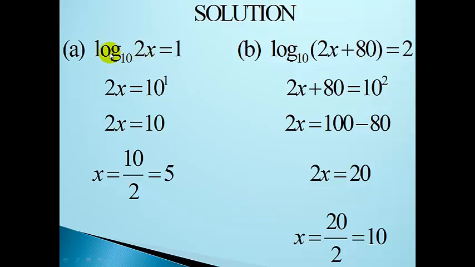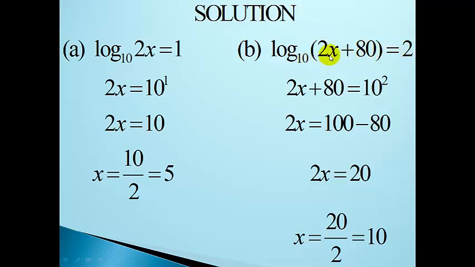Now from A, log 2x to the base 10 equals 1. From the definition of logarithm, the base raised to the power 1 is equal to the number, that is 2x. So 2x equals 10 raised to the power 1, and 10 raised to the power 1 equals 10. So we have 2x equals 10. Because we are solving for x, we need to divide the left hand side by 2, and that will give us x. When we divide the right hand side by 2, we have 10 over 2, and the answer is 5.